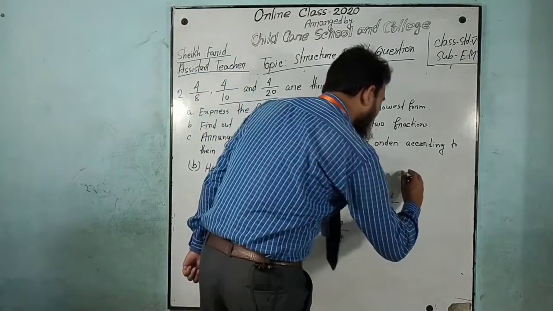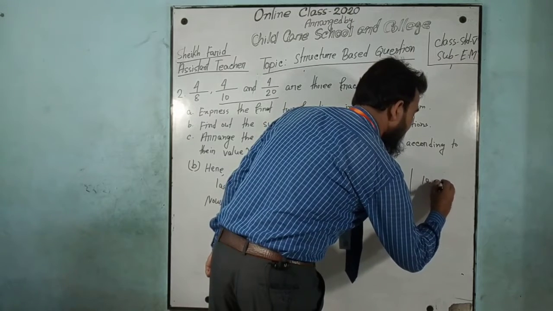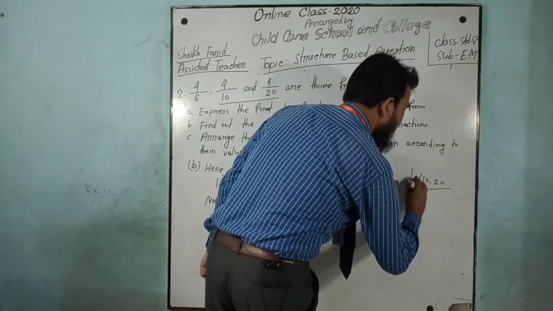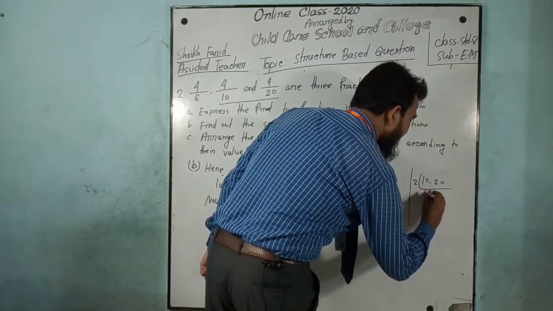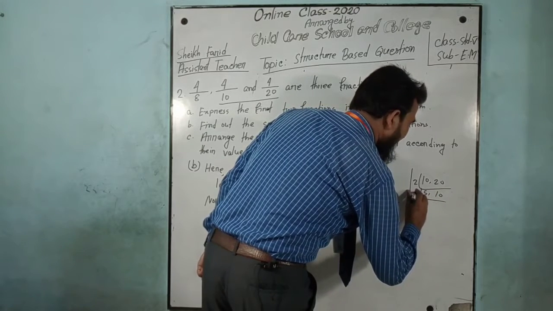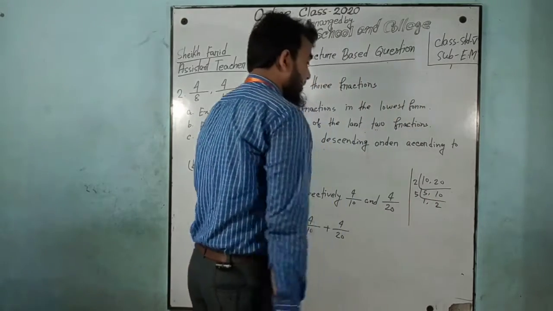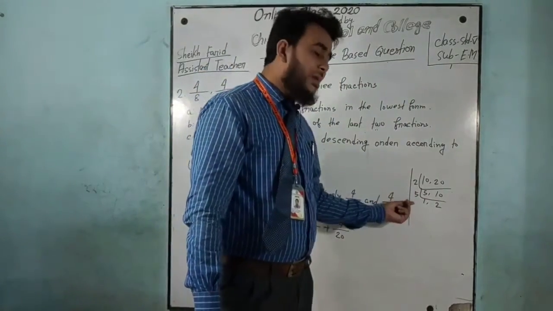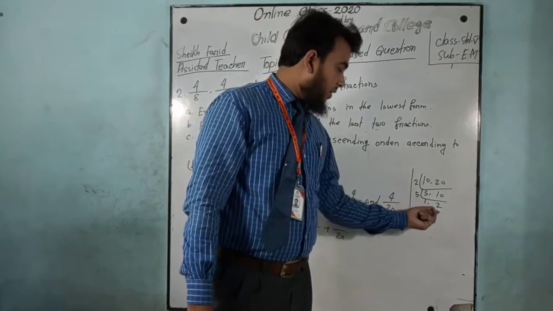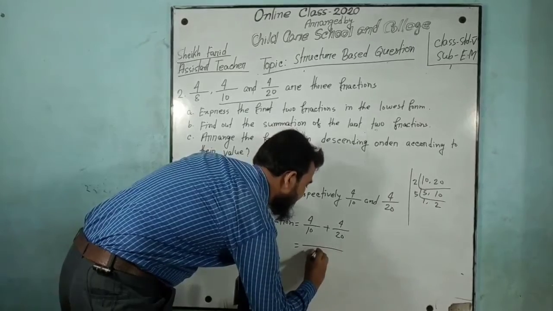Okay, now everyone look here, 10 and 20. If we divide this by 2, it will be 5 and here 10. Now we can divide this by 5. It will be 1 and here 2. So here the LCM will be 2 into 5, I mean 10, and 10 into 20. So that LCM will be 20.